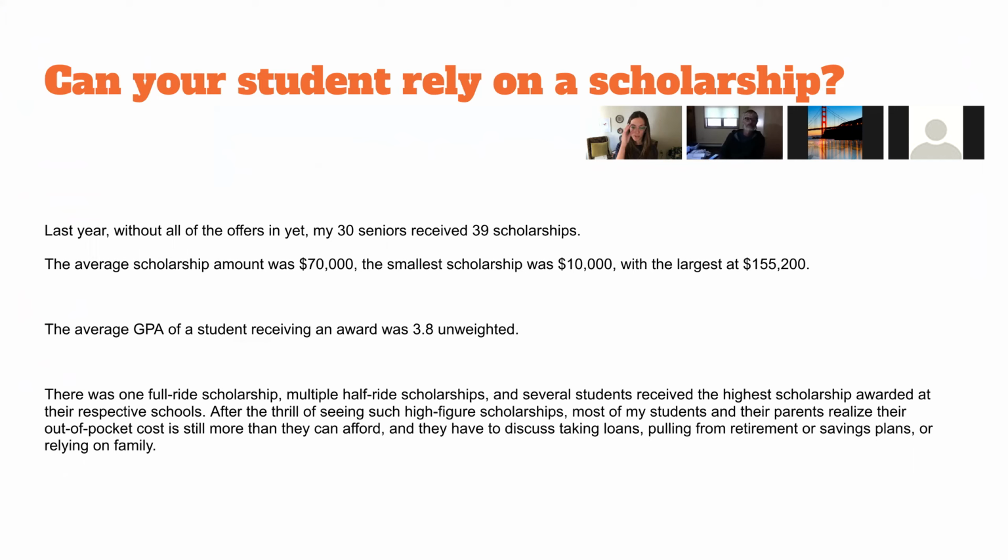I think it was a little bit more than that because I wrote this before all the numbers were in. The average scholarship amount was $70,000. The smallest was $10,000 and the largest was $155,200. This was a full tuition scholarship with some room and board left over. The average GPA of a student receiving an award was 3.8.